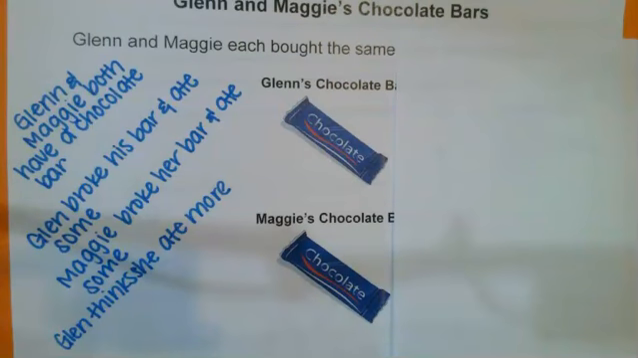Glenn and Maggie each bought the same size chocolate bar. Glenn broke his bar into 2 equal pieces and ate 1 piece. Maggie broke her chocolate bar into 6 equal pieces and ate 3 pieces. Glenn thinks Maggie ate more than him, but Maggie argues that they ate the same amount. Who do you agree with? Okay, time to identify the quantities in this story.